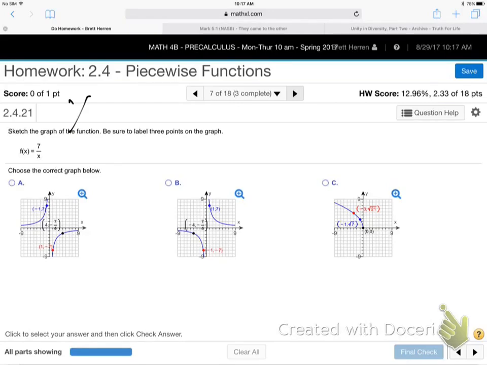Okay, give me y, or f of x, is 7 over x. What am I going to suggest you do? Make a table. Just make a little xy table. Plug in the two easiest numbers you know, 0 and 1. Hopefully that's enough. Let's see what happens.